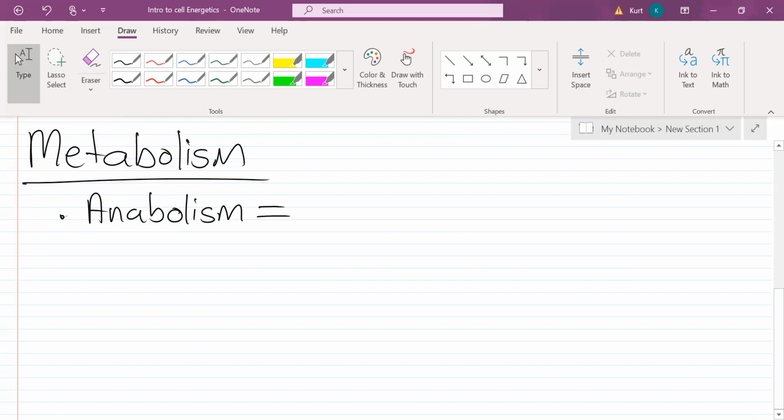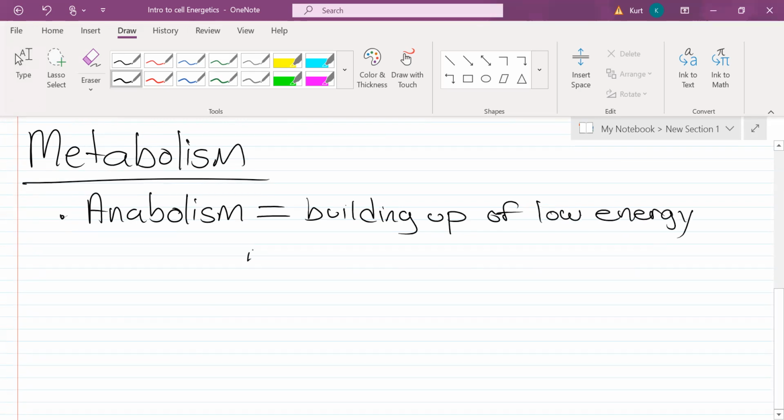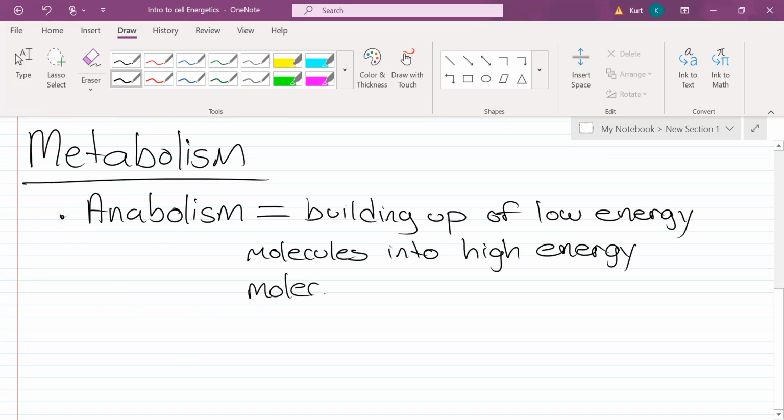So anabolism is the building up of low energy molecules into high energy molecules. So when you think of anabolism, I want you to think of Hulk Hogan, brother.